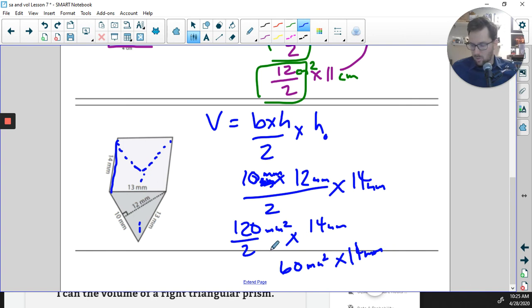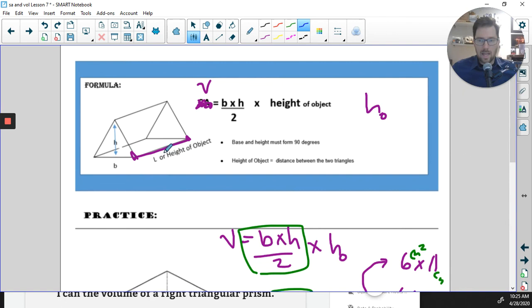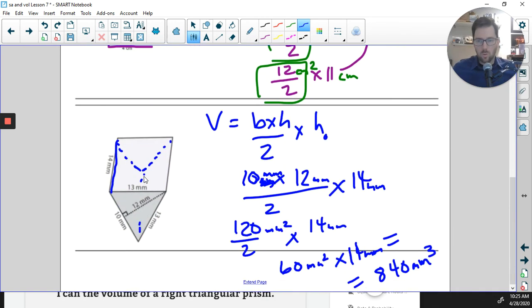Let's type that into the old calculator. 60 times 14 equals 840 millimeters cubed. All right, so those are our examples. Remembering that our length or our height of the object, when we're looking at height here, we're looking at the distance between the two triangles, and when we're figuring out what our base is, which one to use as the base, it's the one that makes a right angle with the height.